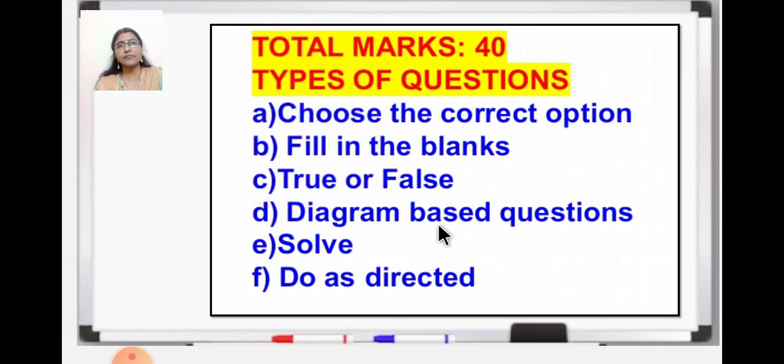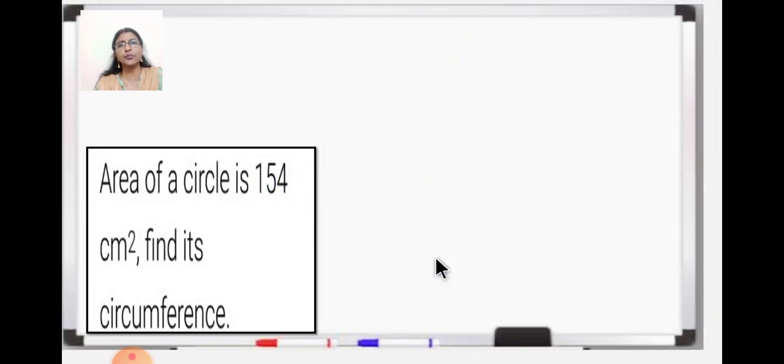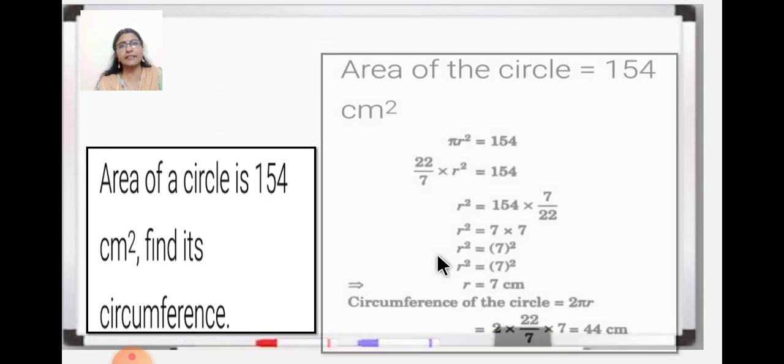You people are aware of this question paper pattern. Today I have discussed you will have total marks 40 and these are the types of questions. And then today we will do some solving type of questions. In that you will get some diagram also and some questions where diagram will not be given. You have to solve it. In that options also will be there. You have to select the right option. But you need to solve those questions on a rough paper and then select the right answer.